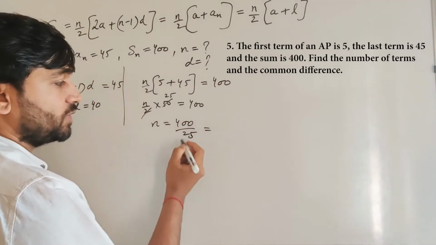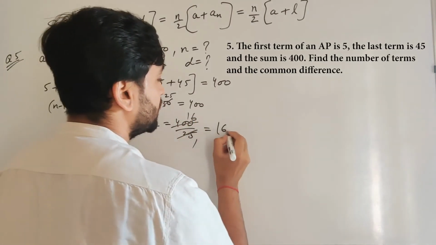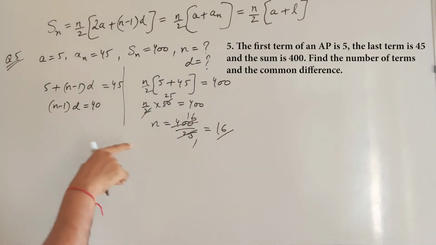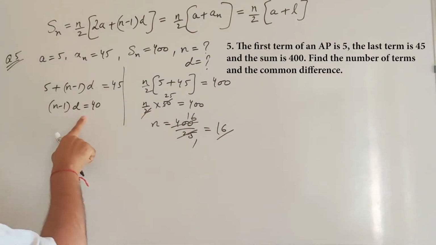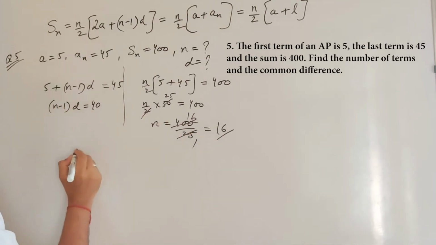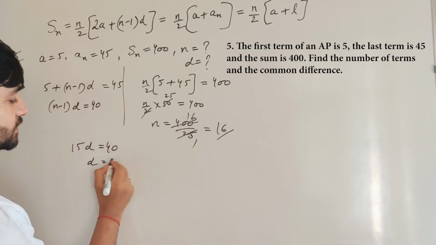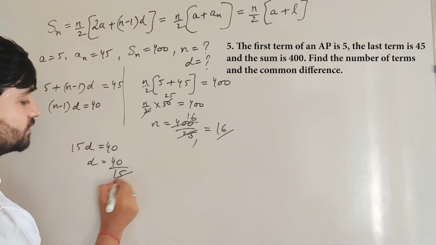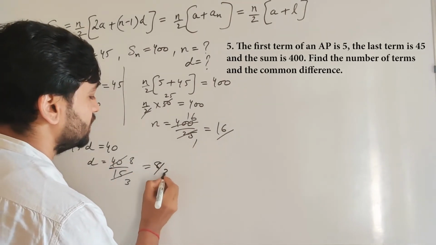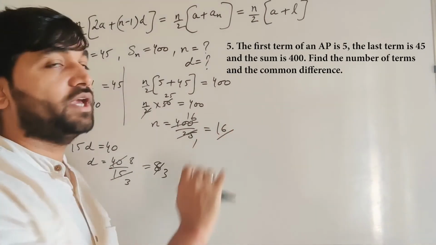So we can cancel by 25. 25 sixes are 150, meaning 6. So n becomes 16. So that is one of the answers they are asking for. They are also asking for the d value. So this n equals 16, we can substitute here and solve for d. When I substitute 16 here, you get 16 minus 1, which is 15d, equals 40. So d is 40 by 15. 5 is a factor, so our answer is 8 by 3. So this is the d value, this is the n value.